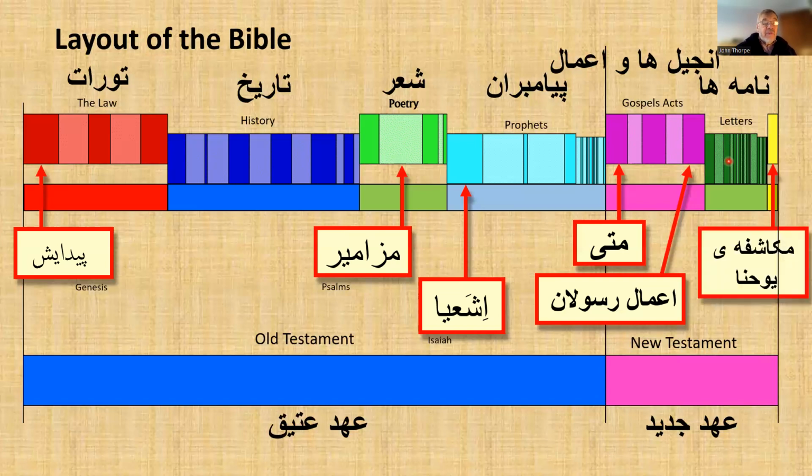The last of the books of the Bible is the Revelation. And that is a set of predictions of the future of the world after the apostles had gone away.